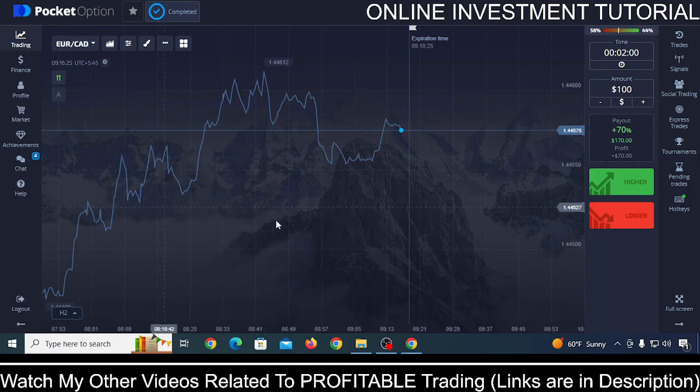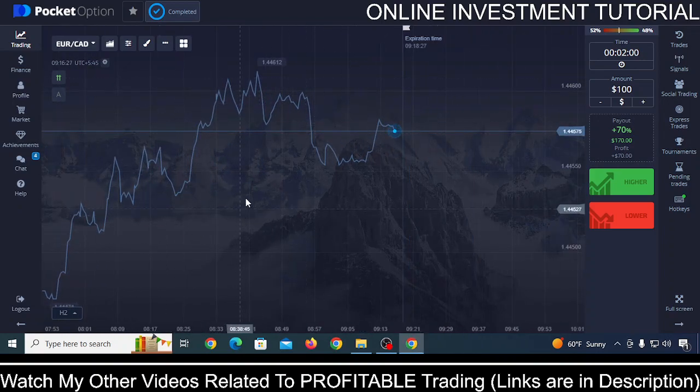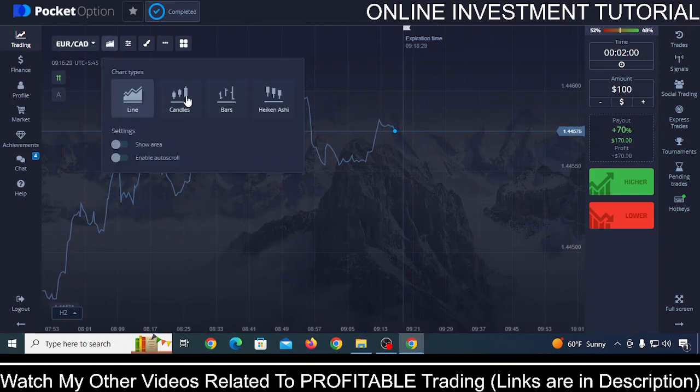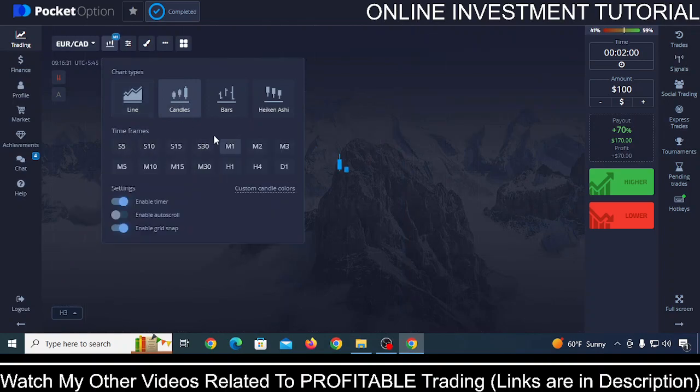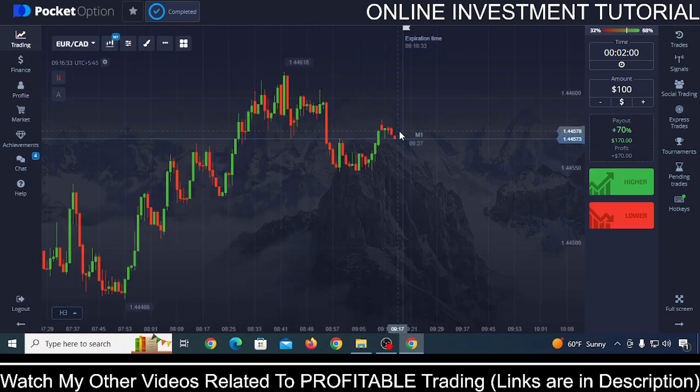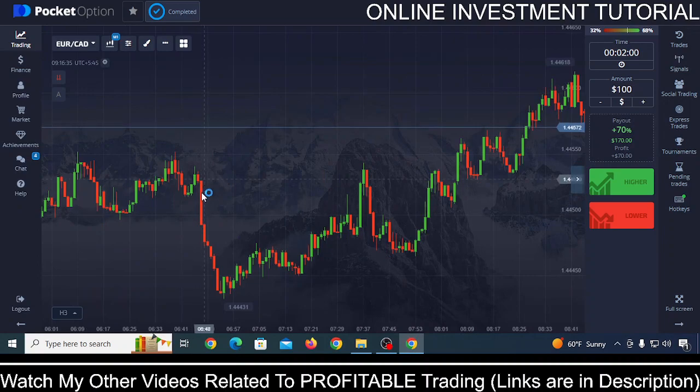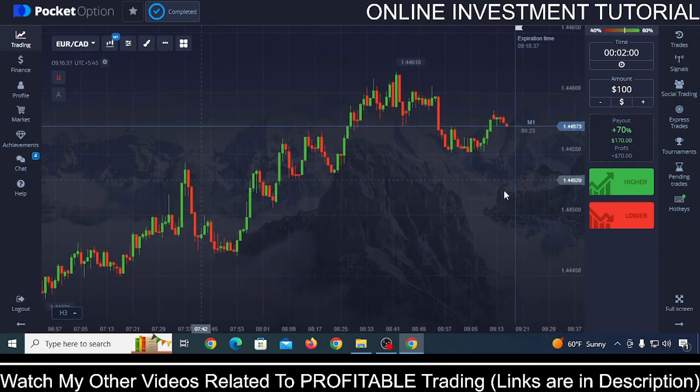So firstly, whichever broker it is, you will see this kind of line chart. Firstly, change this chart to Japanese candlestick and then select the time frame M1. That means each of these candles is forming in a 1 minute time frame. Now decide the time frame of investment. So our time frame should be 2 minutes, and decide the amount that you want to invest.